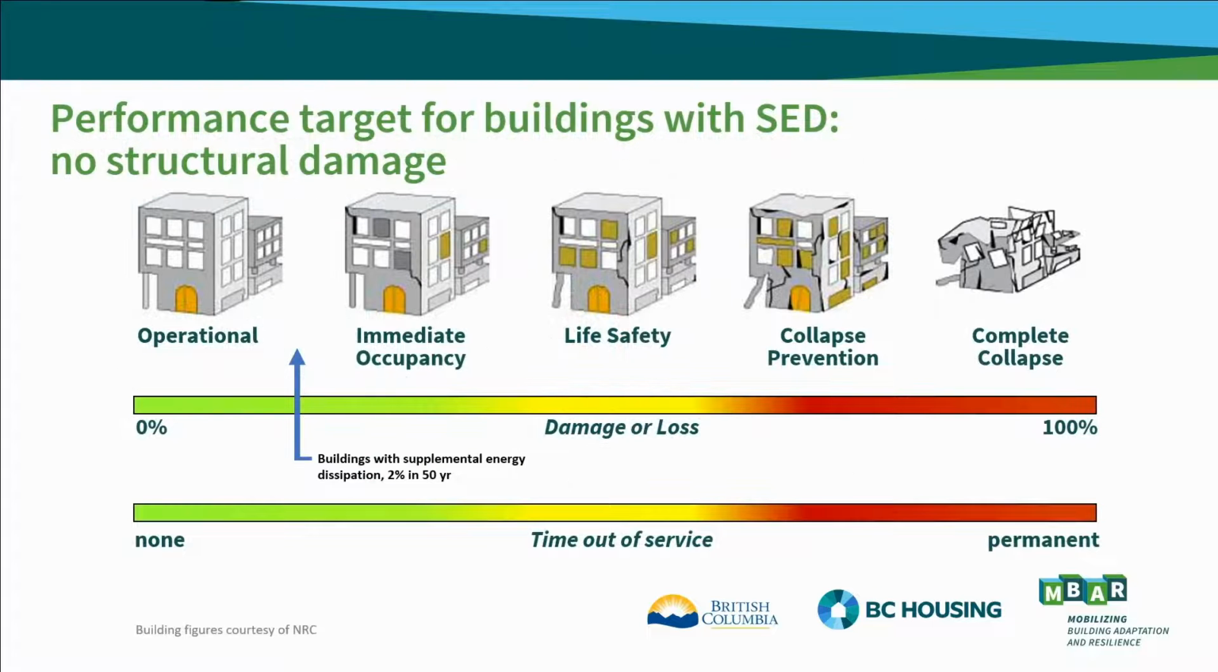Previously, I noted this spectrum of performance as far as damage or loss and time out of service. The performance target for buildings with energy dissipation or dampers is no structural damage. And you can see on the blue arrow there, the goal is to have a function that is better than immediate occupancy, close to operational, for the full 2% in 50-year code level earthquake.